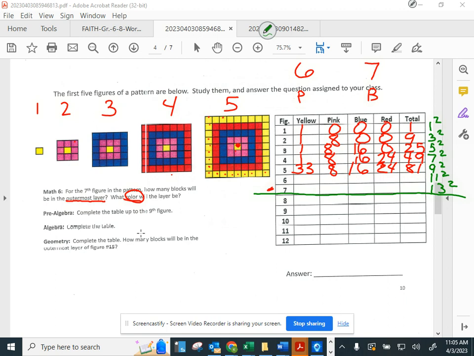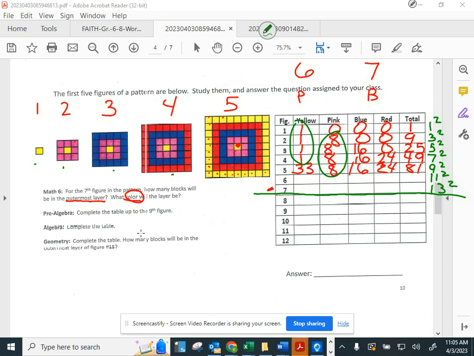Look at going from figure 1 to figure 2 to figure 3 to figure 4. What do we notice about our yellows? They stay the same. For how many times does it stay the same? 4. We can see that there are 4 here, 4 here. It stays the same for 4 times.